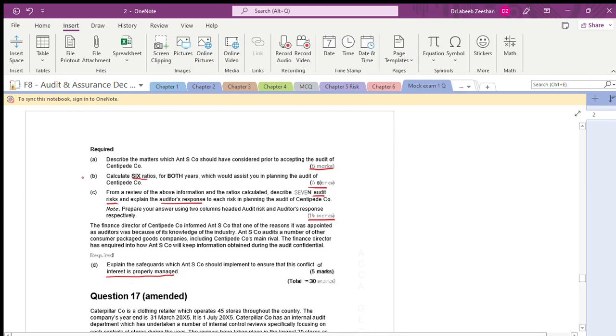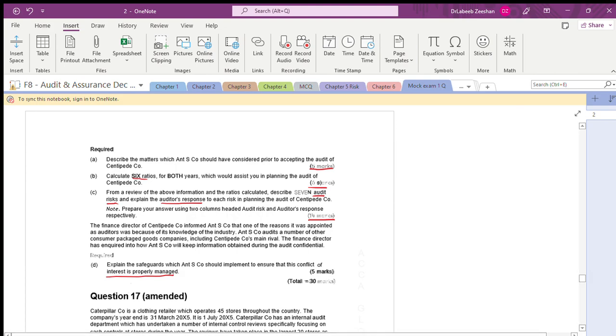Now we have to think over it and carry forward on that basis. The first one is a knowledge-based question, 5 marks, a theoretical question. Next, calculations and analysis, and subsequently we are talking about audit risk and audit response.